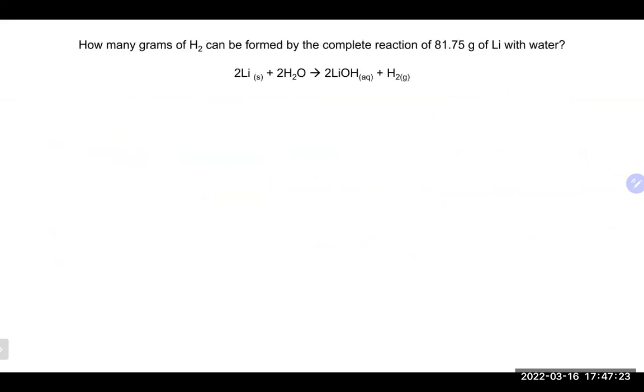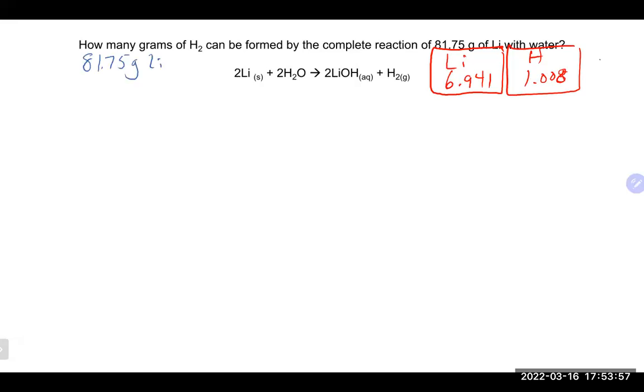All right, so we did one example last time. Why don't we do the same equation here, but in this case, we want to know how many grams of H2 can be formed by the reaction of 81.75 grams of lithium with water. And again, I'll give you some information from the periodic table. Lithium is 6.941 and hydrogen is 1.008. All right, so take a few minutes here, follow those same 4 steps. Again, if something is done for you, continue on. Okay, let's take a look and see how you're doing.